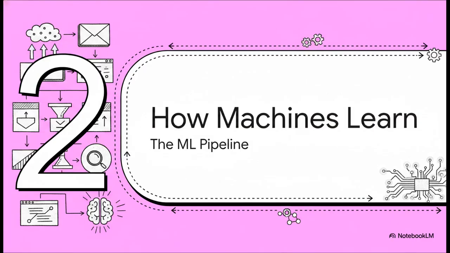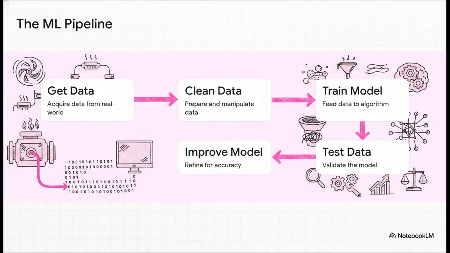Moving on to section 2, how machines actually learn, the ML pipeline. So here we have the classic 5-step machine learning process, and it always starts with step 1, getting the data, or data acquisition. In mechanical engineering, this usually means taking real-world physical systems, picture a spinning turbine or a running engine, and using sensors and transducers to measure things like temperature or vibration. Then, we digitize those analog signals into ones and zeros so a computer can actually understand and analyze them. From there, we move through cleaning the data, training our model, testing it out, and finally improving it.